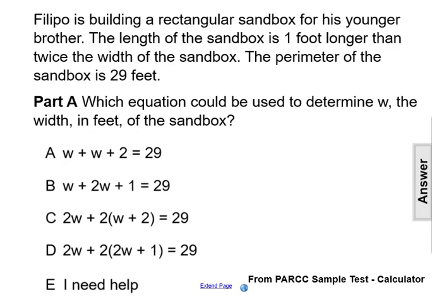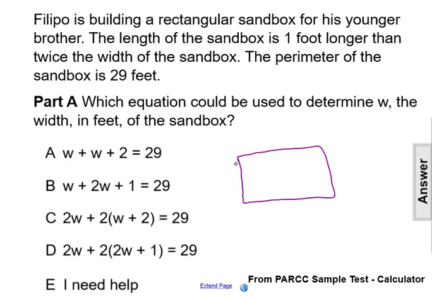So we have to write or translate an equation from the given information with what we have in order to determine W, the width in feet of the sandbox. So let's dissect the given information to try to write that equation. The first thing we know is that we have a rectangular sandbox. When we have shapes, it is helpful to draw a diagram to visually see what we're talking about. So here is our rectangular sandbox.